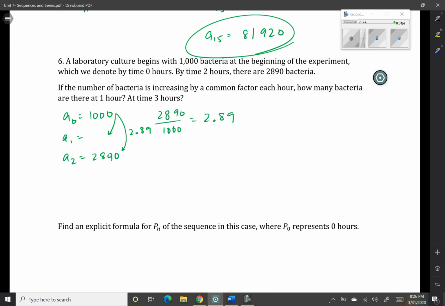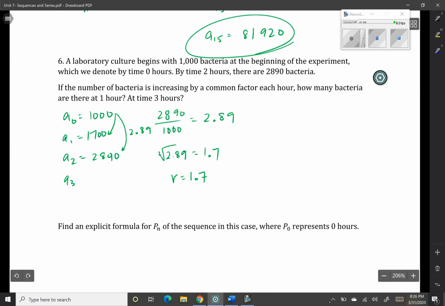Well, to do that, I would take the square root of 2.89. Right? Square root is what multiplies by itself twice to get to that value. If I do that, I get 1.7. So my common ratio is 1.7. If you're not sure, check it. If you do 1,000 times 1.7, you get 1,700. If you do 1,700 times 1.7, you're going to get 2,890. So we now know the first term.